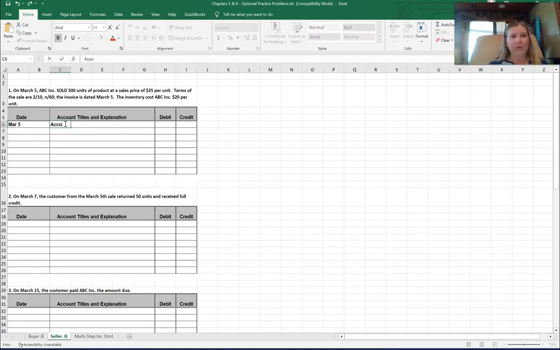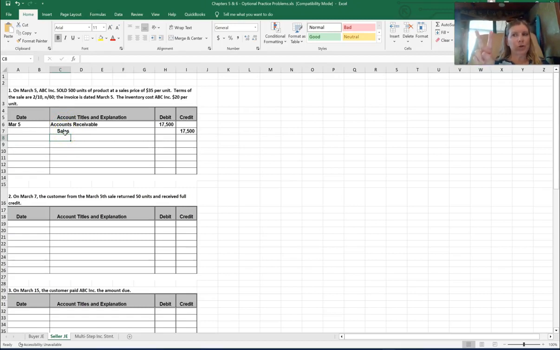So accounts receivable is an asset, and so we're increasing that asset. The customer owes us money, so we have to put that on our books, and they owe us 500 units at $35 a piece. That was the sales price. So they owe us $17,500. And then we're going to increase our sales. Sales is a revenue account, and in order to increase that, you have to credit it. Okay, so we're increasing our asset accounts receivable, and we're increasing our revenue account sales.